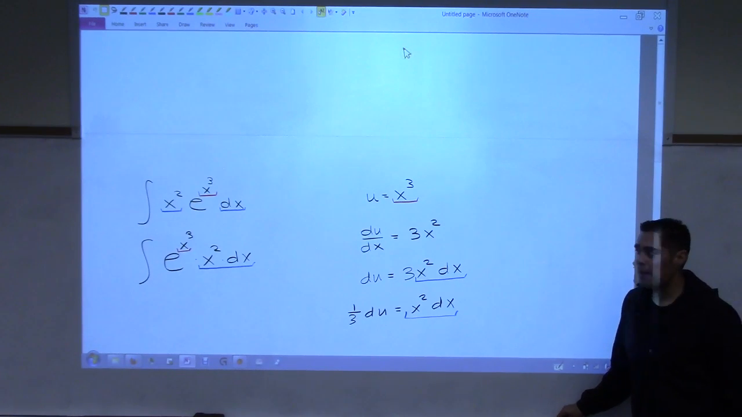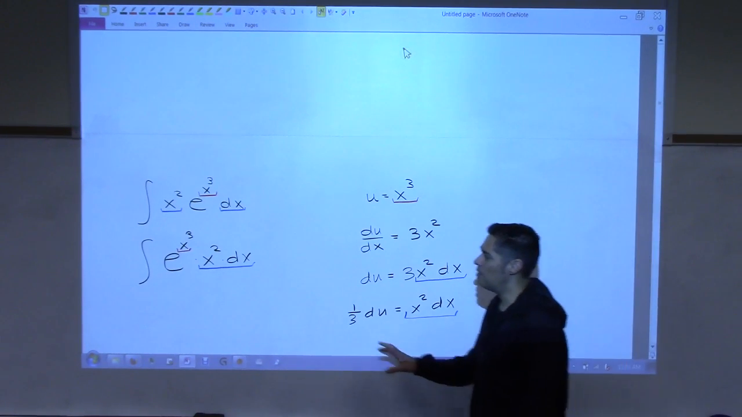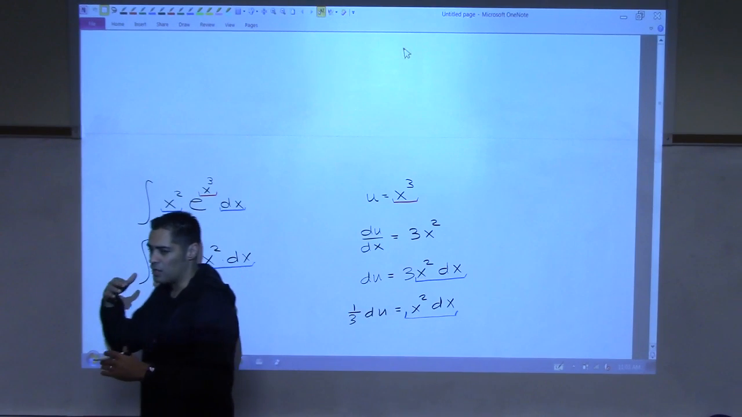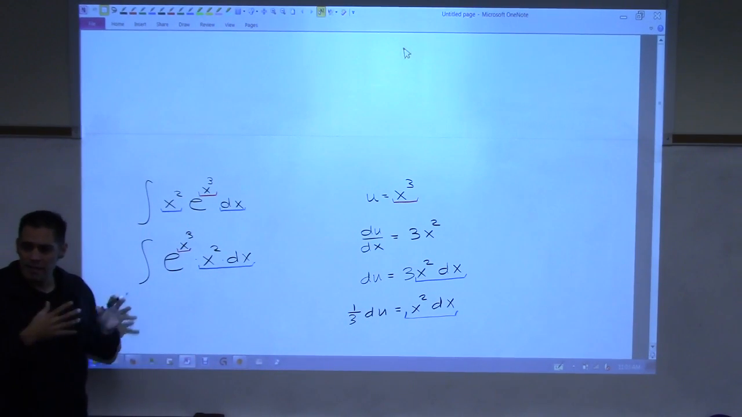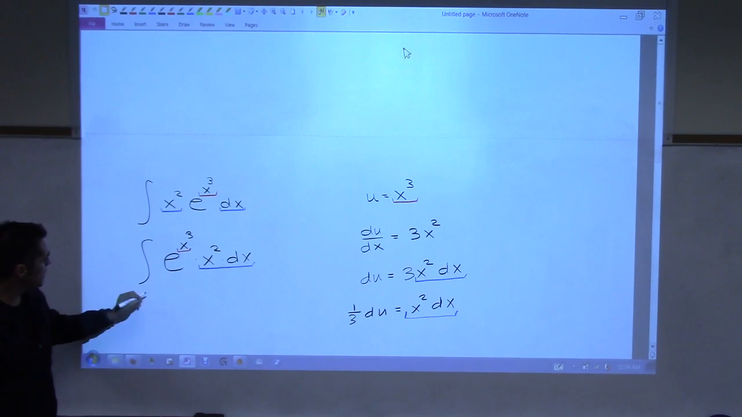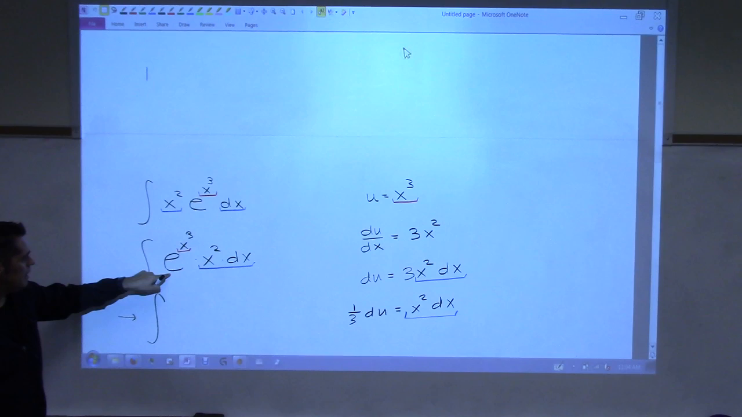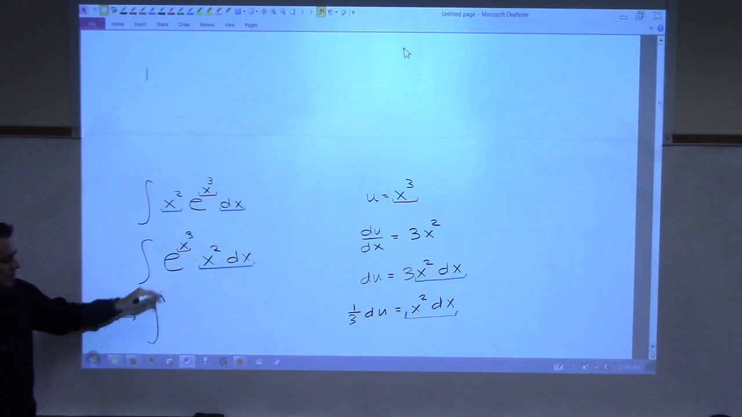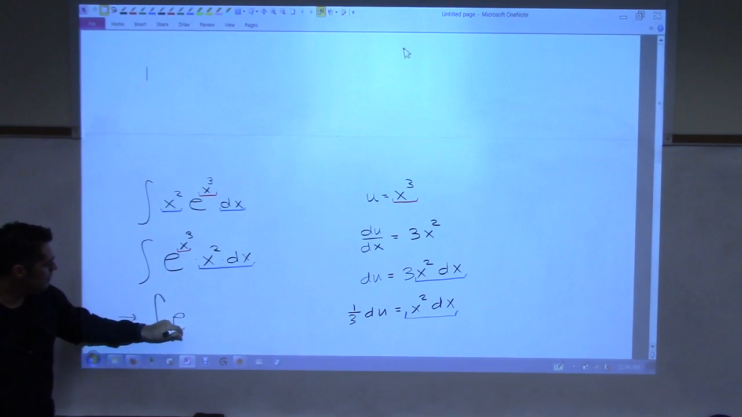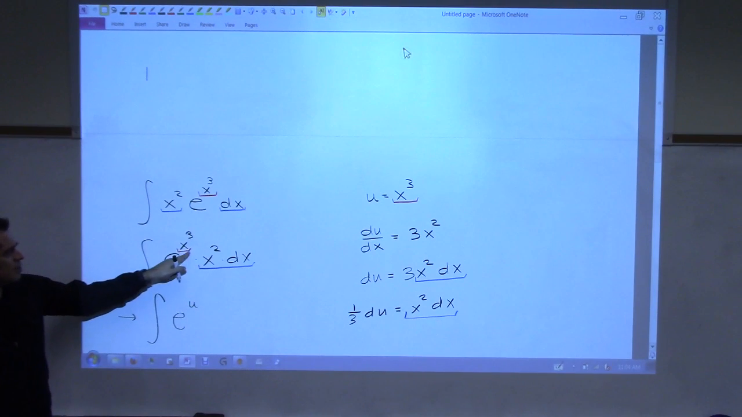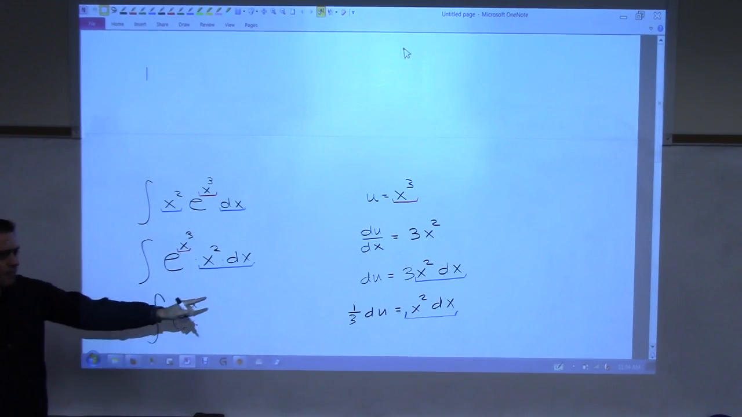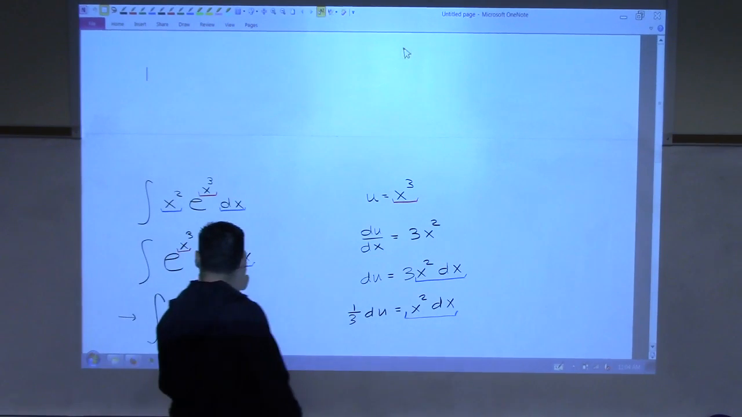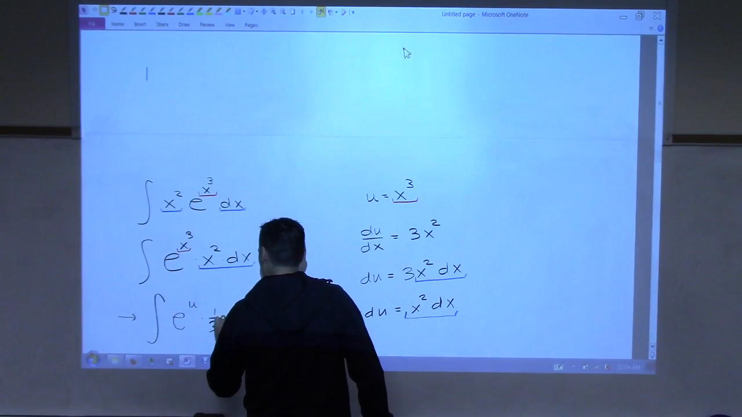Now, rewrite the entire integral. When I rewrite this, I'm going to convert it from an integral that had x in it to an integral that has u in it. So this becomes a new integral. E didn't go anywhere. E's still there. E to the what? U, because x cubed is u. And then x squared dx is going to become 1/3 du.